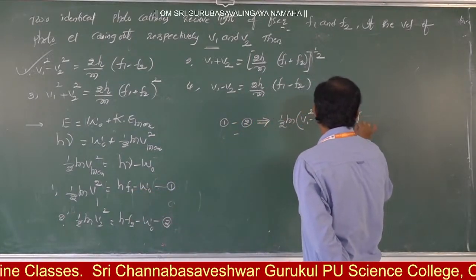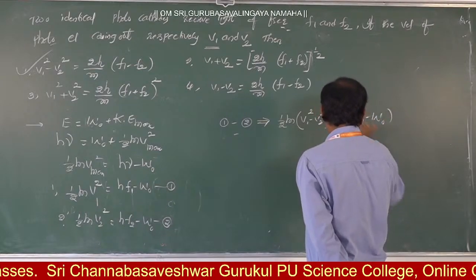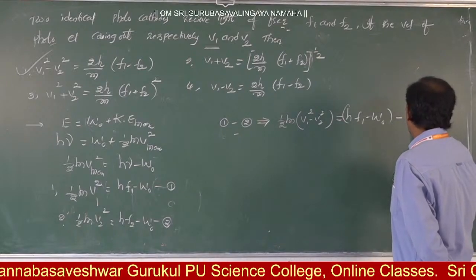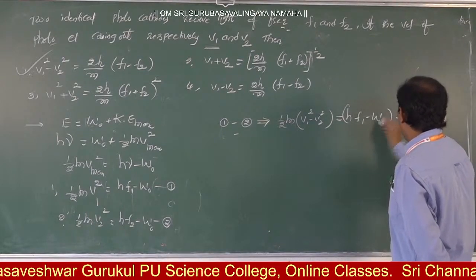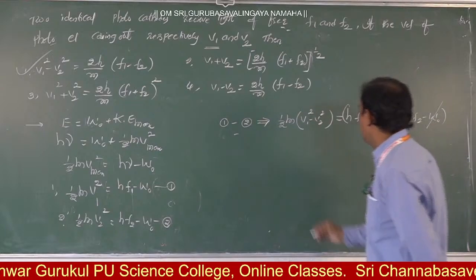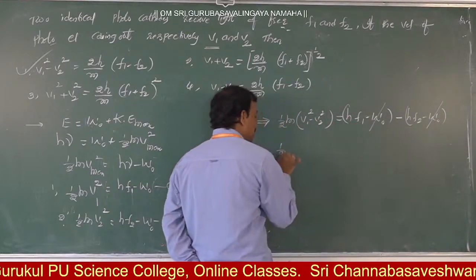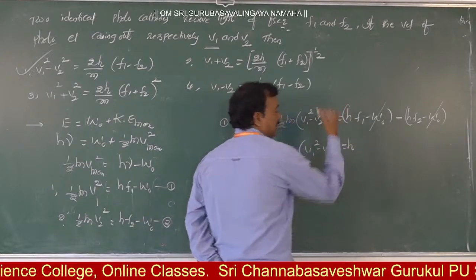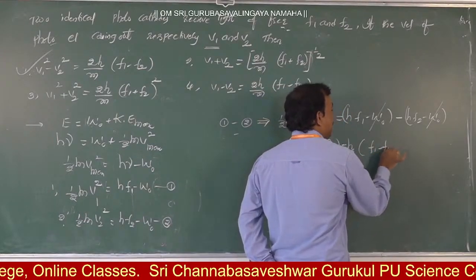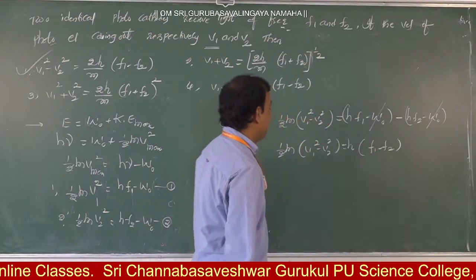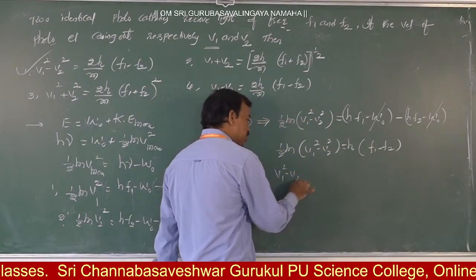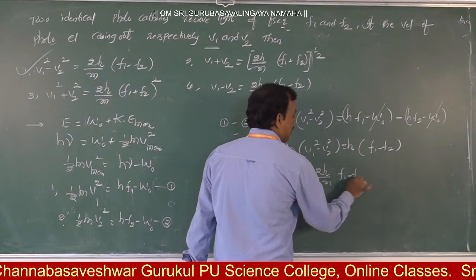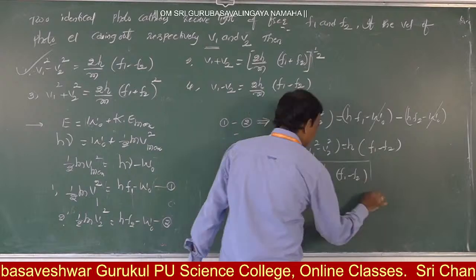So h f1 minus W naught, this is equal to the first equation minus the second equation, h f2 minus W naught. Here the minus W naught and plus W naught cancel. In this equation, h is common. So half m into v1 square minus v2 square is equal to h into f1 minus f2. So v1 square minus v2 square is equal to 2h by m into f1 minus f2. This is the one equation.